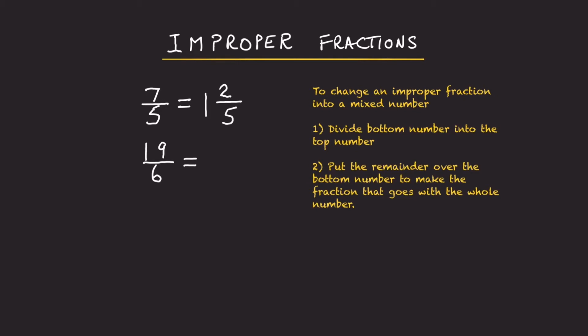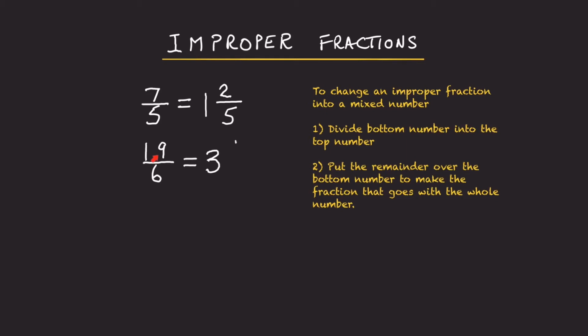Okay, then a second example just to reinforce those steps. The fraction this time is 19 over 6. So if we go through the same steps again, I need to divide the bottom number into the top number. So I need to divide 6 into 19. 6 into 19 goes 3 times.